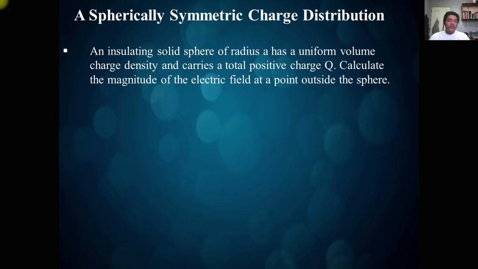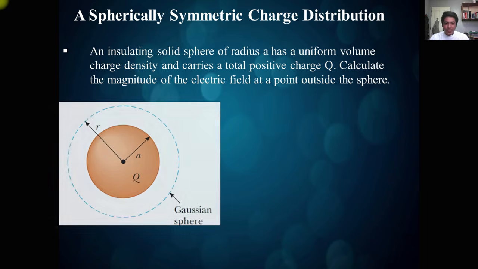So, Gauss's law is also helpful in determining electric fields of some charge distributions. In this example, an insulating solid sphere of radius a, this is the solid sphere, has a uniform volume charge density and carries a total positive charge Q. Calculate the magnitude of the electric field at a point outside the sphere. So this is where we are going to calculate the electric field.